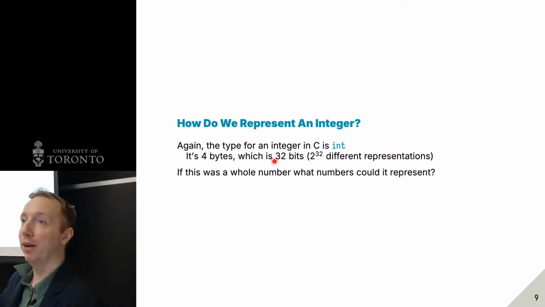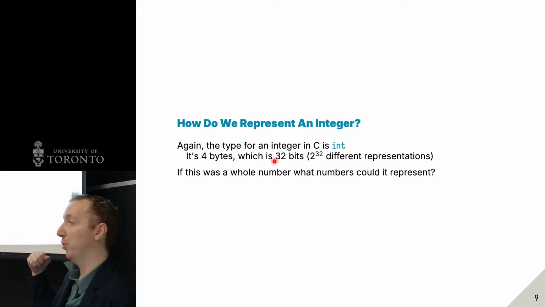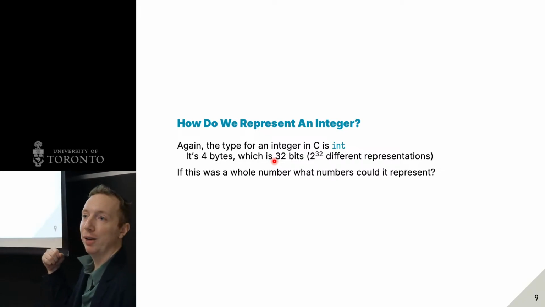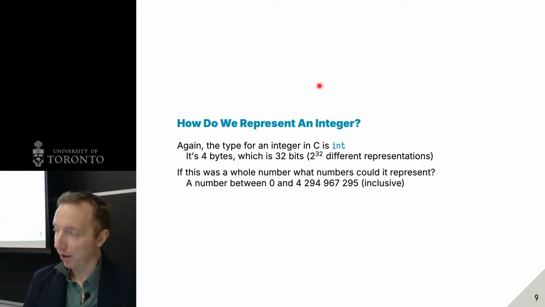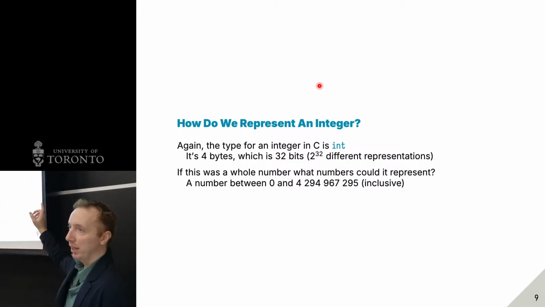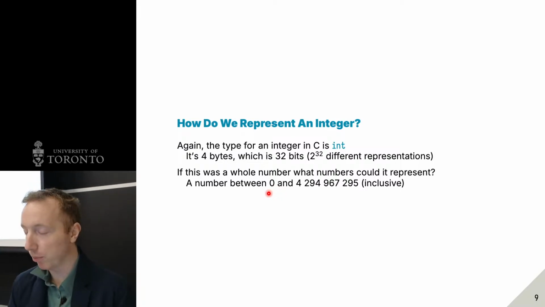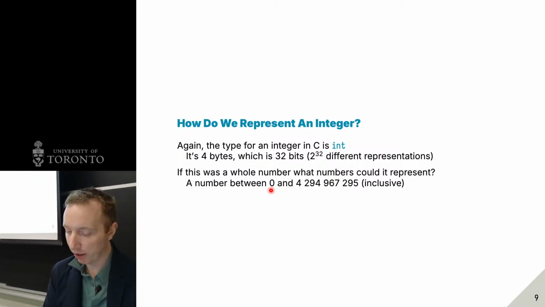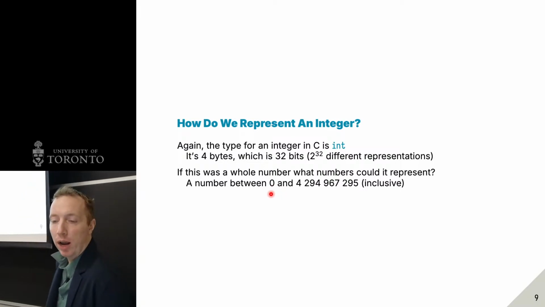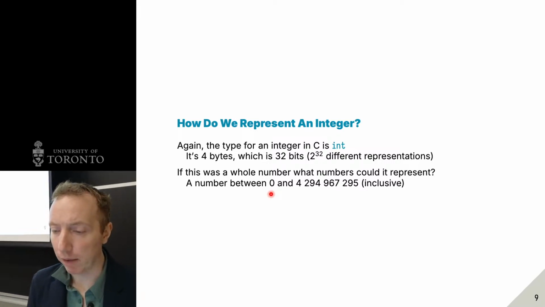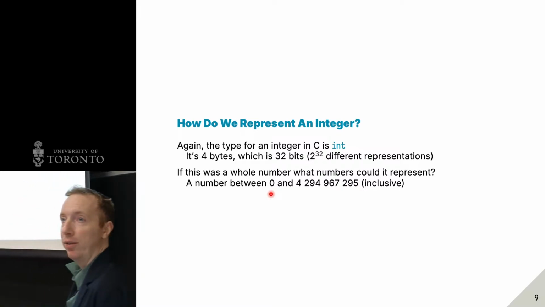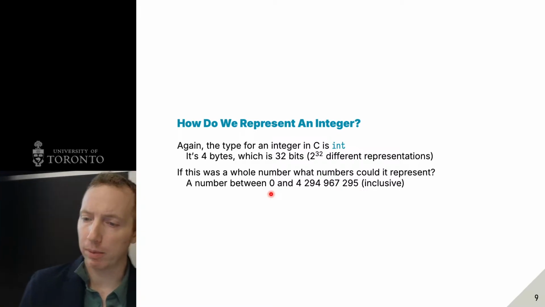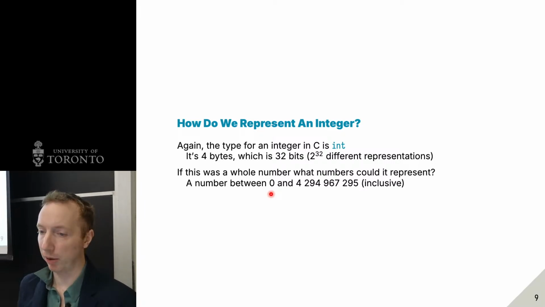Should be all the way from 0 to 2 to the 32 minus 1, right? If it was a whole number. So a single integer should be able to represent, if it was to represent a whole number, any number between 0 and what's that, 4.2 and a bit billion. So that's usually sufficient to represent any number that we'll be using for our programs, especially in this course.